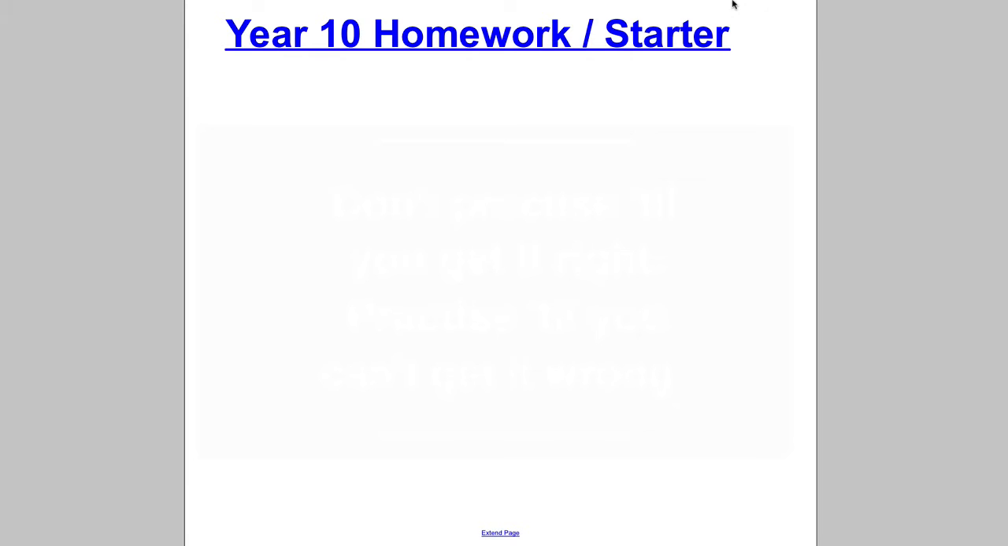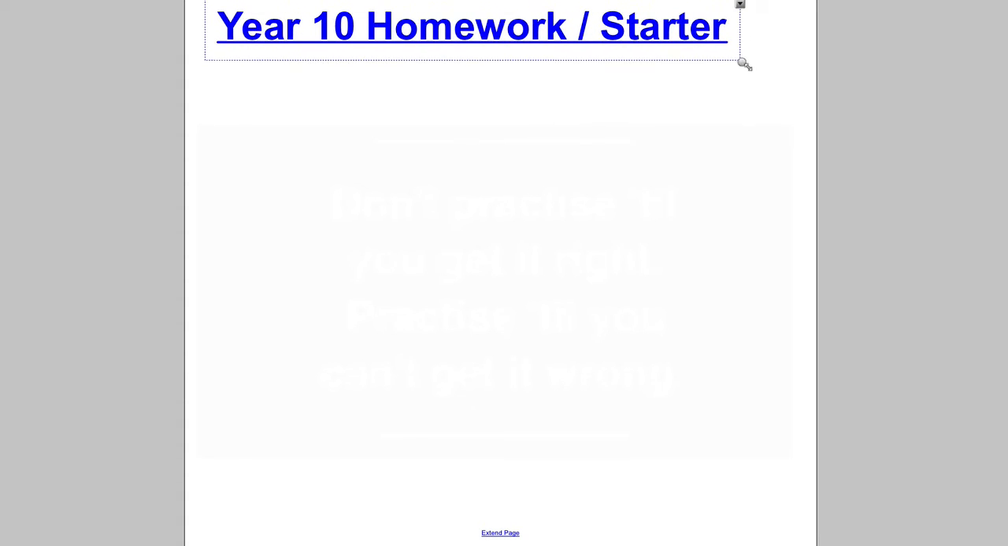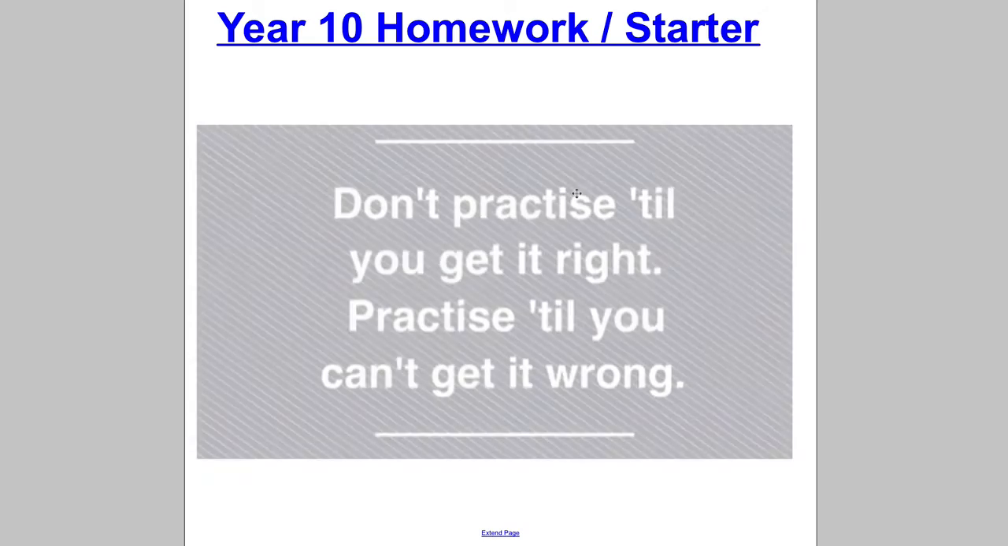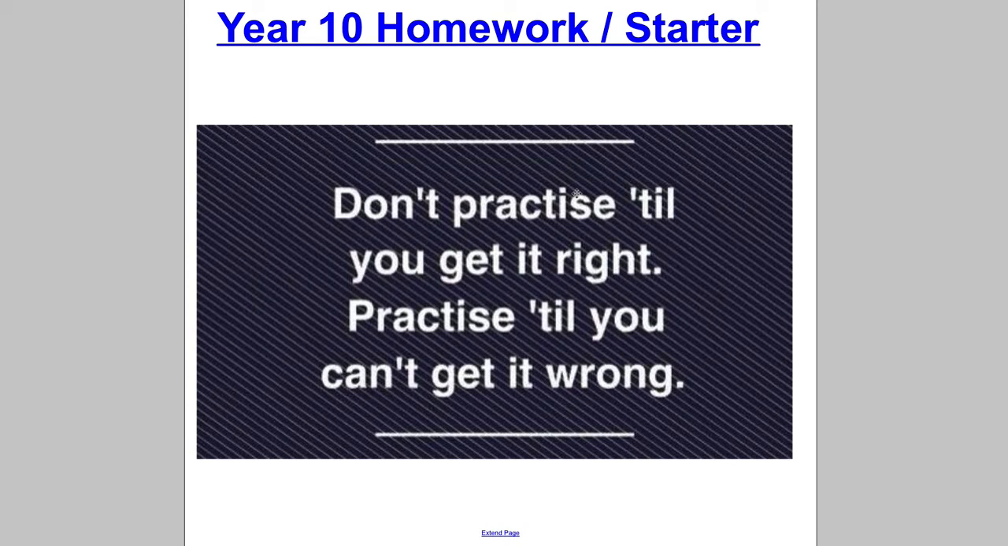It can be used by other students, but my Year 10s, I want you to make sure you watch this homework and have everything on here done by the next lesson back. Remember, I tell you Year 10s, don't practice until you can just get something right. Practice until it's almost impossible to get that thing wrong.